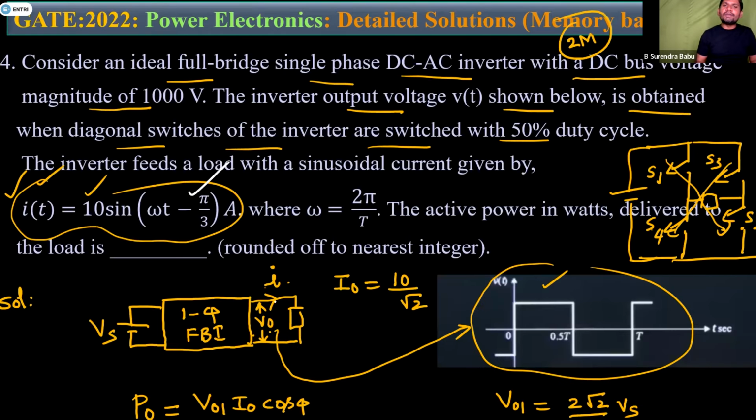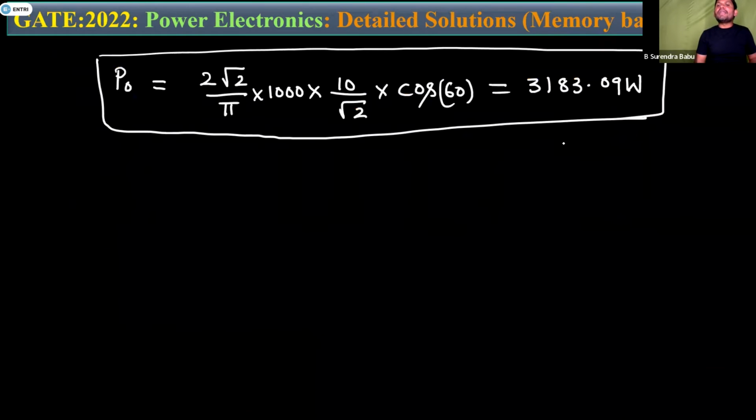Simple calculations. Here you want to get an idea. We want to find which one? The RMS value of the fundamental output, because the fundamental component is responsible to deliver real power to the load. Then the RMS output current, because the output current is already given, but I want the RMS current. Then 10 by root 2. Then you do this calculation, students. We are getting finally approximately 3183 watts.